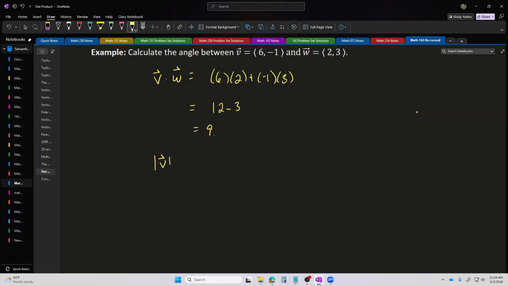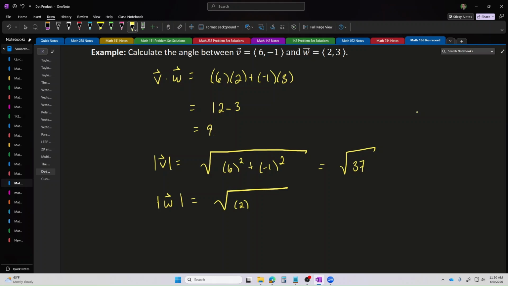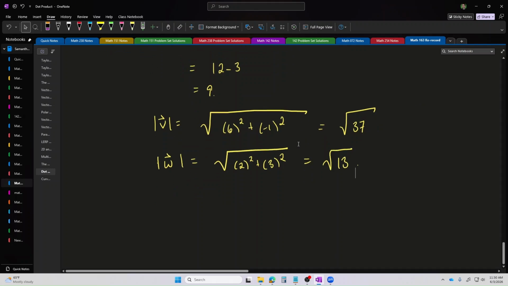The magnitude of the vector v is equal to the square root of 6 squared plus -1 squared, which, if we want to simplify that, becomes the square root of 37. And the magnitude of w is equal to the square root of 2 squared plus 3 squared, which returns a value of 13, if I've got that correct.